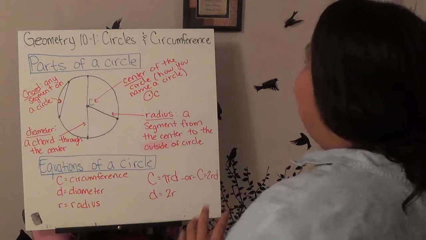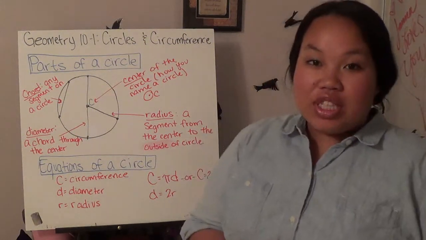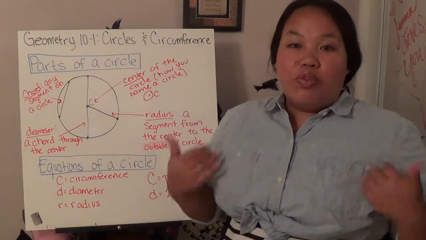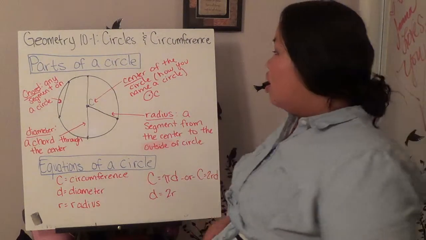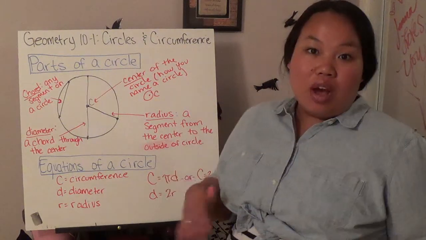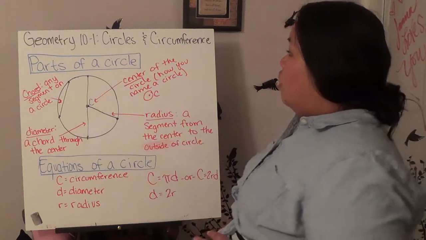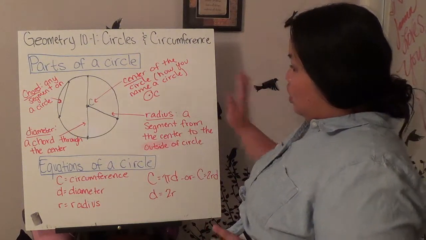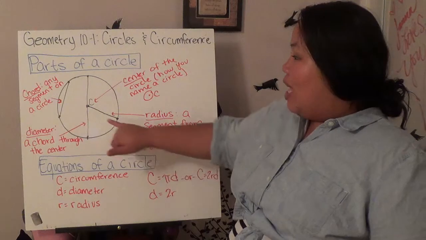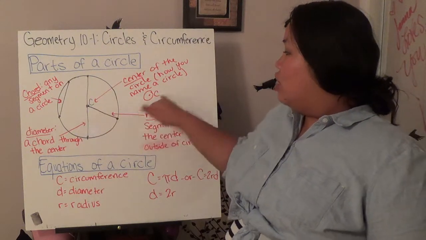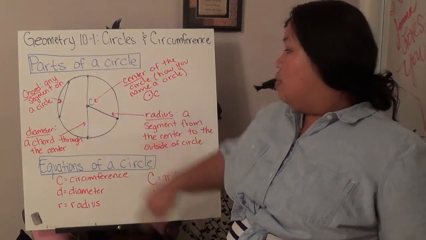In Geometry 10.1, we're dealing with circles and circumferences. Now, you've dealt with some circles before when we were dealing with area and perimeter, so we're going to go more in depth on parts of a circle. So, this is a circle, and we name a circle by its center. So, this is circle C, because the center is labeled C.